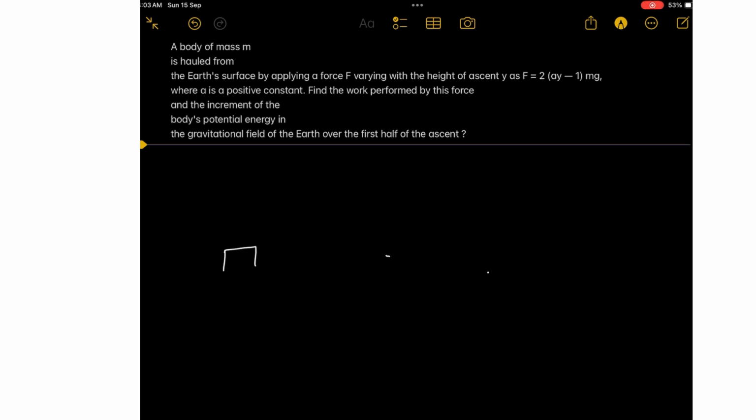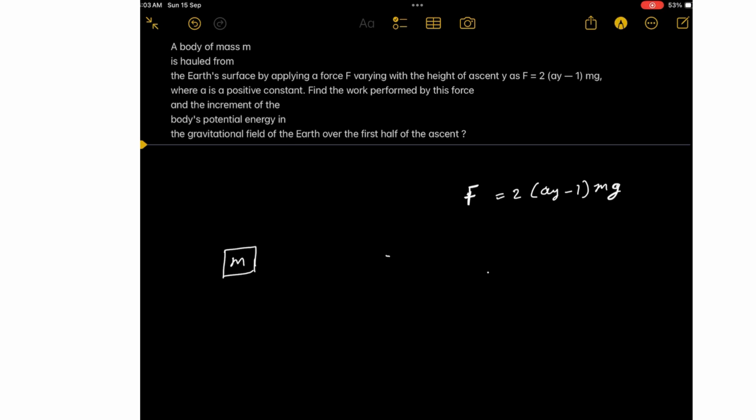a body of mass m is acted upon by a force F = 2(1 − ay)mg. Then we have to find the work performed by this force and the increment in its potential energy over the first half of the ascent. Now here there is one catch: in Irodov this force is written in bold letters, and we know that if something is written in bold letters then it is actually a vector. So g is also written in bold letter and F is also written in bold letter.